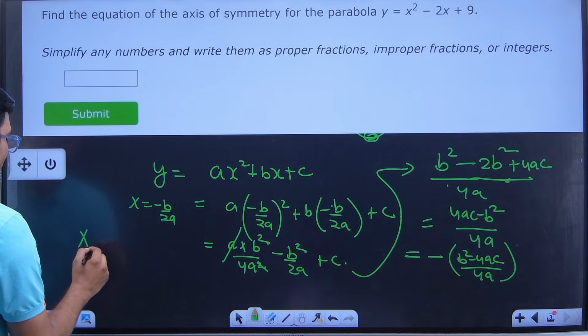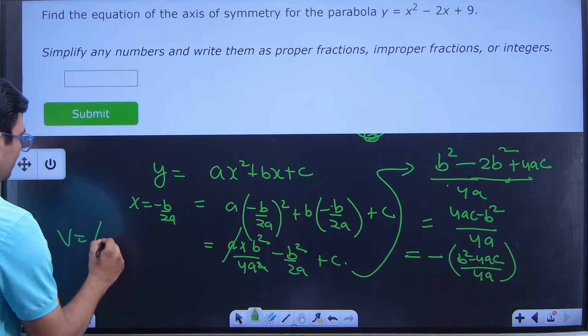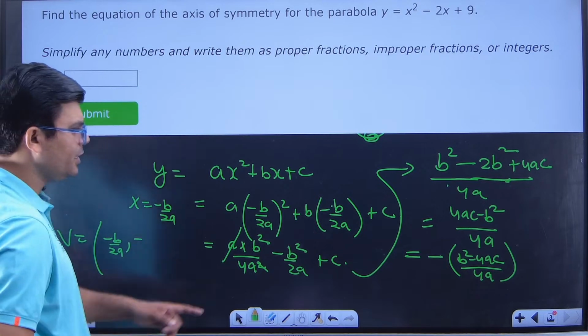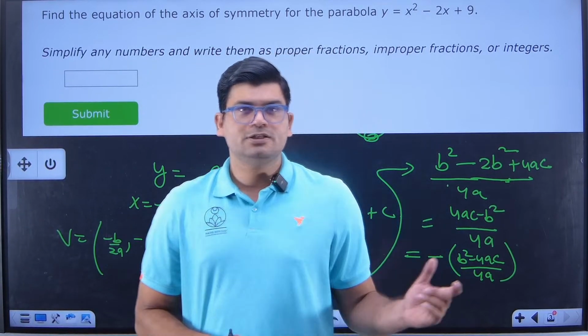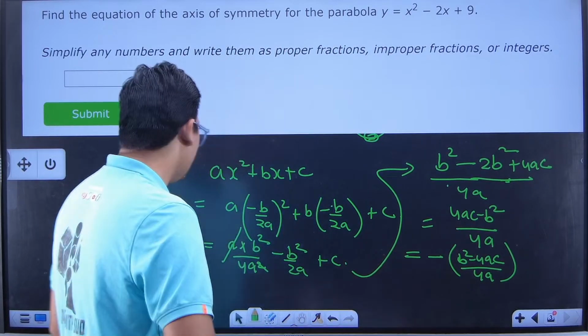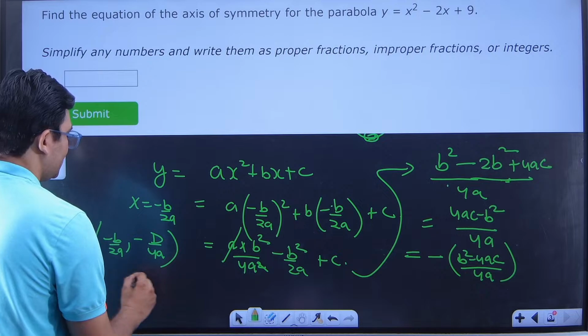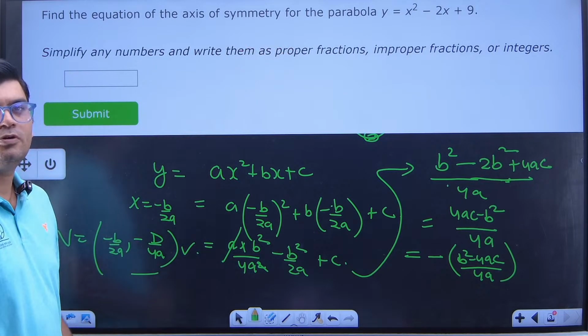So the coordinates of the vertex will be minus b upon 2a comma minus, you can say, this b squared minus 4ac is known as the discriminant. So you can write it in the short form minus d upon 4a. I think this is the correct formula. So let us do this question now.